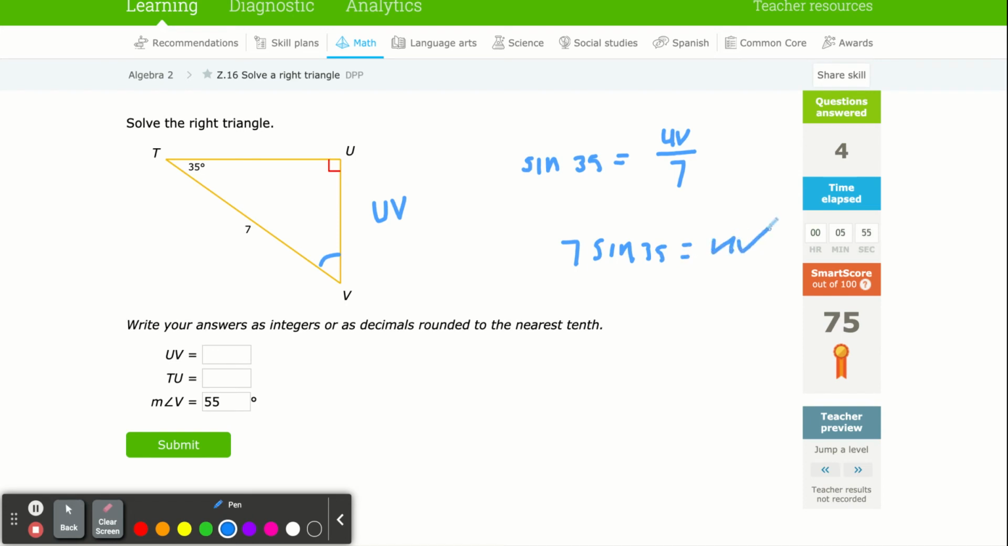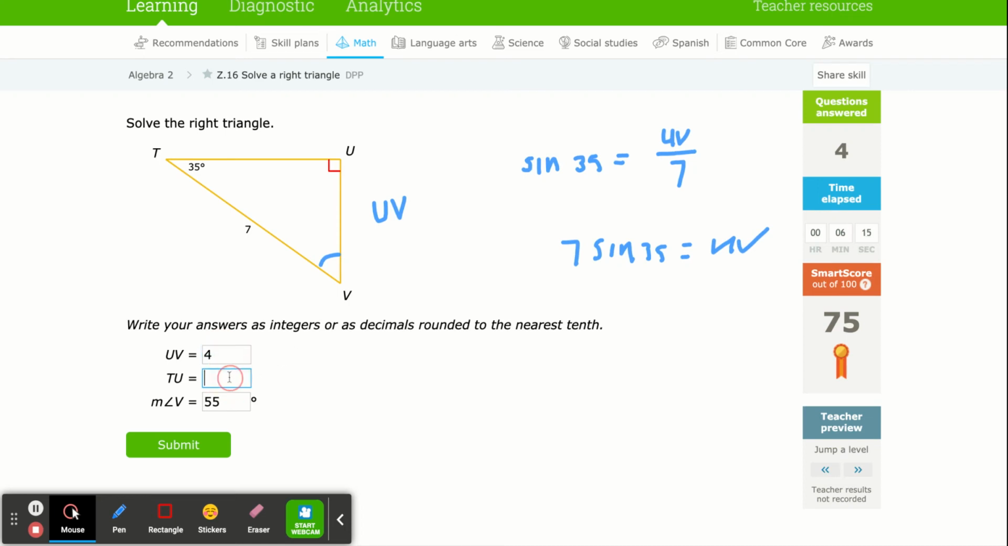So I grab my calculator. I'm going to do 7 times the sine of 35 degrees. I'm in degree mode, just making sure. And I find out my side length is 4.01. It says round to the nearest tenth. 4.01 would round to 4.